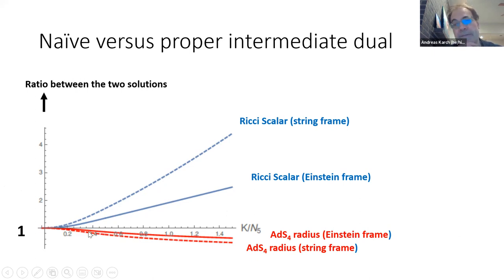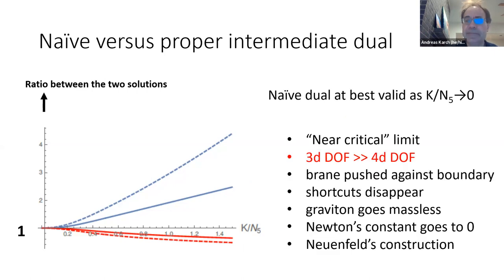When k over N5 goes to zero, the intermediate picture seems to be governed by a geometry near the brane similar to the true intermediate picture. So what is this limit? K over N5 goes to zero is the limit where the number of 3D degrees of freedom is much larger than the number of 4D degrees of freedom. My 4D gauge group is SU(N) N=4 super Yang-Mills, which has about N squared degrees of freedom, but I couple it to a 3D CFT, which has way more than N squared degrees of freedom. The gauge groups on the 3D defect are much larger than in the N=4 super Yang-Mills.